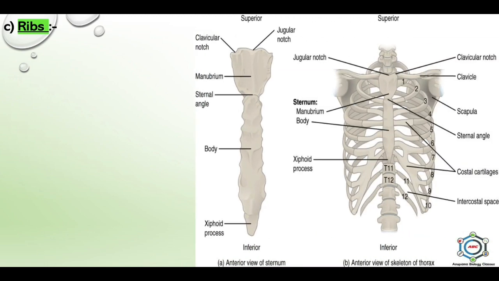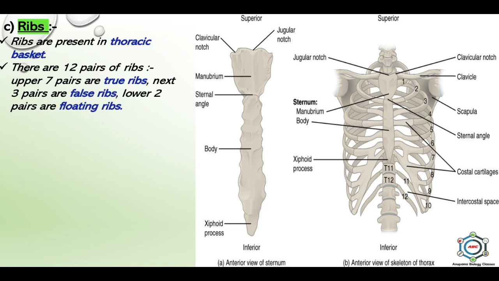Now, the third part of the exoskeleton, that is the ribs. This is the structure of ribs you can see and their position in our body. Ribs are present in the thoracic basket. There are 12 pairs of ribs. Upper 7 pairs are true ribs. You can see in the picture here numbers denote the 12 pairs of ribs, in which the upper 7 pairs from 1 to 7 are the true ribs. After that 3 pairs, that is 8, 9 and 10, are the false ribs, and the lower 2 pairs, that is 11 and 12, are the floating ribs.